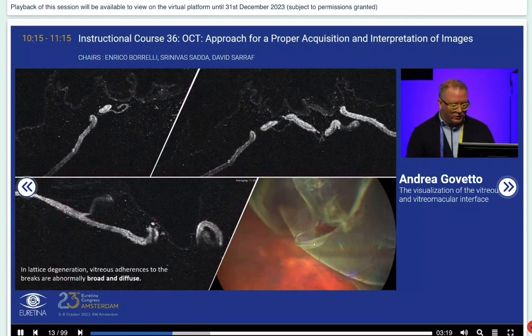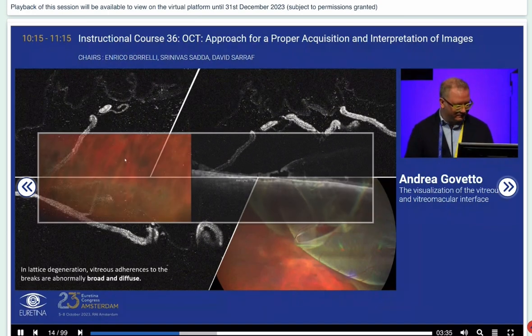And you can see this in lattice degeneration. Look at how beautifully you can image the vitreous here. These are cells, and look here, the photoreceptors detached from the retina. These are all beautiful things that we now start to see with OCT, even in the periphery.